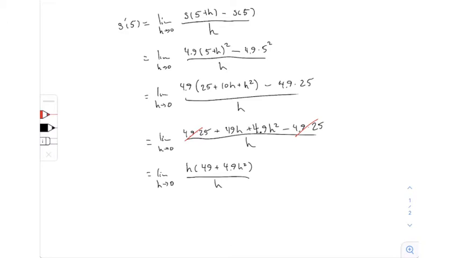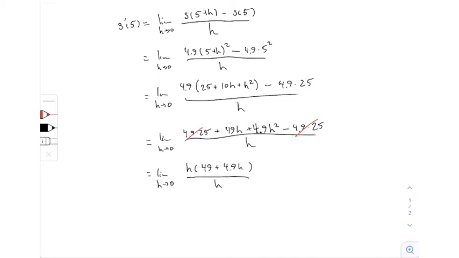Yes? Isn't it just 4.9h because you factored h out? On the top, you mean? H, yeah, not h squared. Yeah, thank you. Yes. That is going to turn out to be irrelevant in the answer. Yeah, that's right. I might as well do it right.